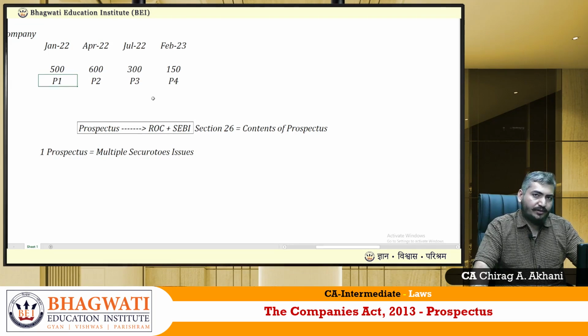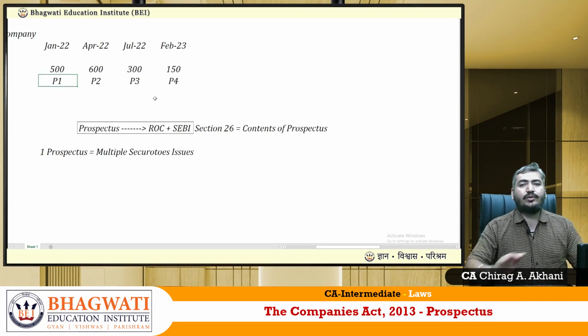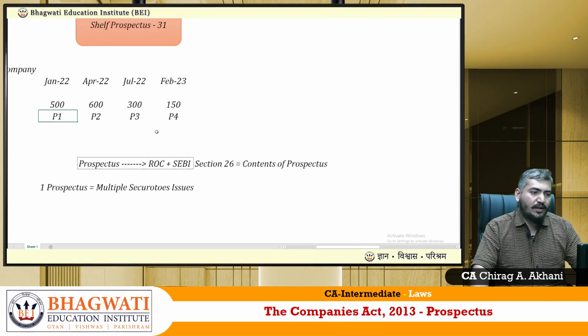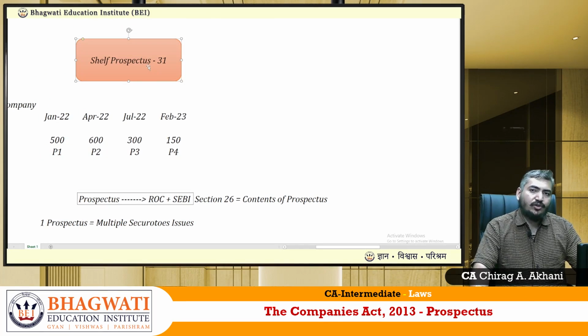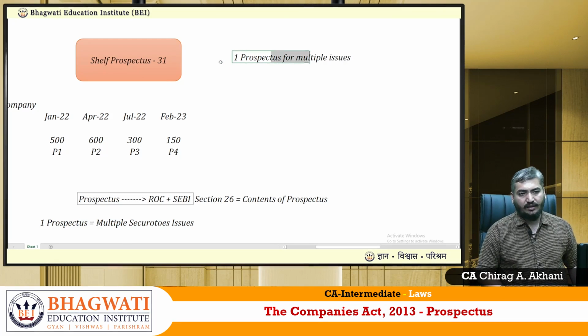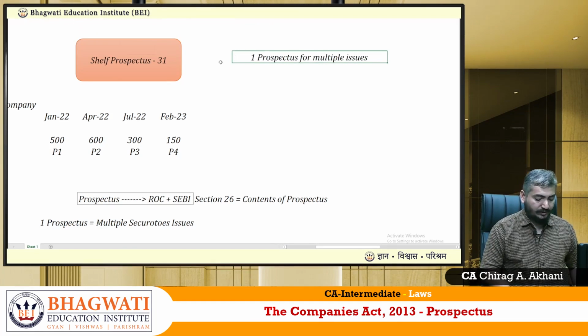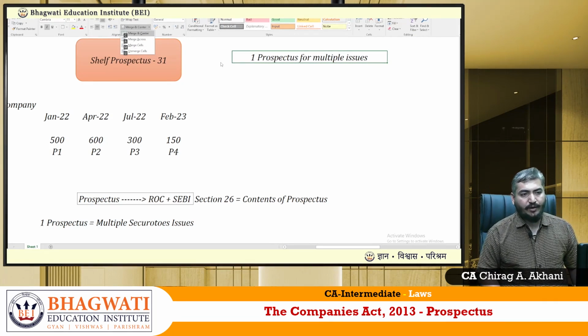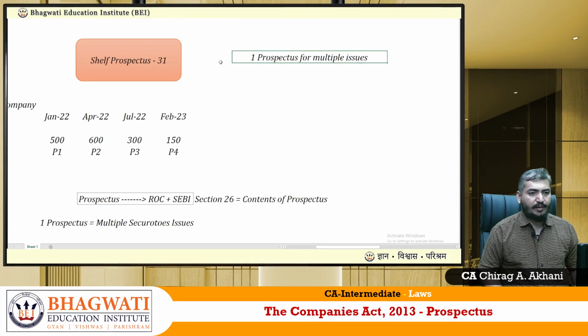the remaining securities. So guys, whenever we find these kinds of concepts in corporate law where one prospectus will be used for multiple issues of the securities, such a prospectus is known as a shelf prospectus under section 31. So how will you remember this? Technically speaking, guys, the shelf prospectus means one prospectus for multiple issues. This is how you can remember the point.